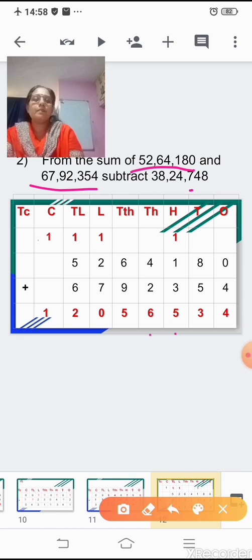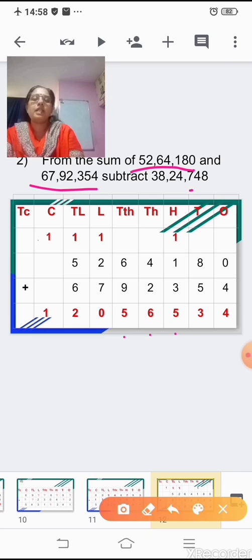In the 10,000s place, 6 plus 9 will give you 15. So 5 you will write. 1 you will carry out in the lakh place. Then in the lakh place, 1 plus 2 is 3. 3 plus 7 is 10. So 0 you will write it down and 1 you will carry out in the 10 lakh place.